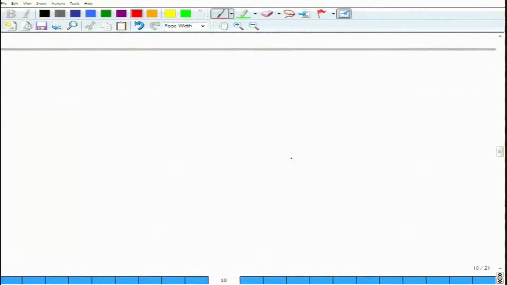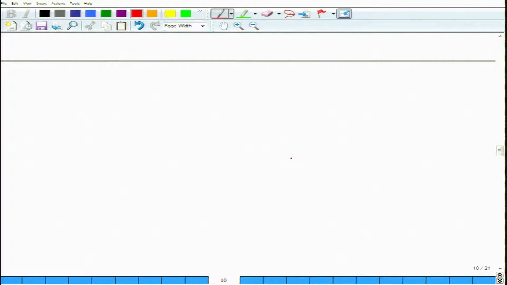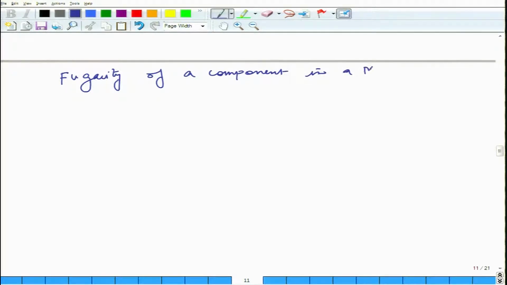So, now having gone through a bit of an example, what we can do is talk about the fugacity of a component in a mixture at moderate pressure. The idea behind this is basically that P is not equal to 0 or not even close to 0. We are considering a pressure which is reasonably moderate.